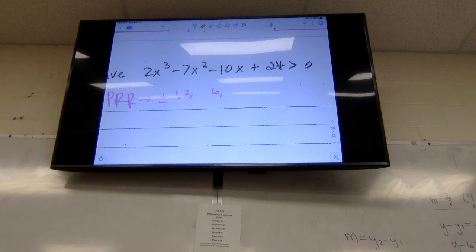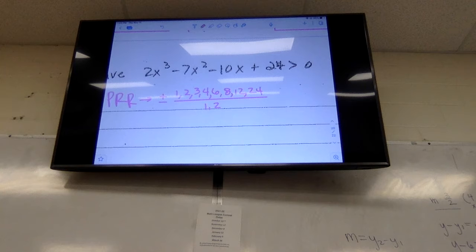One, two, three, four, six, eight, 12. There you go. Over one and two. So it could be 1, 2, 3, 4, 6, 8, 12, 24, or it could be 1/2, 3/2, everything else even.